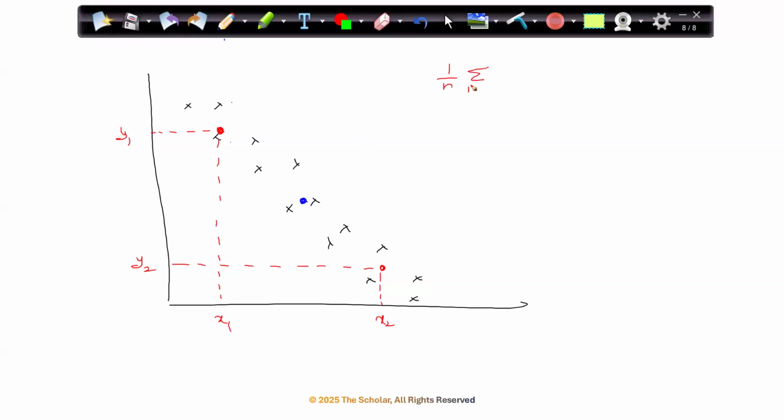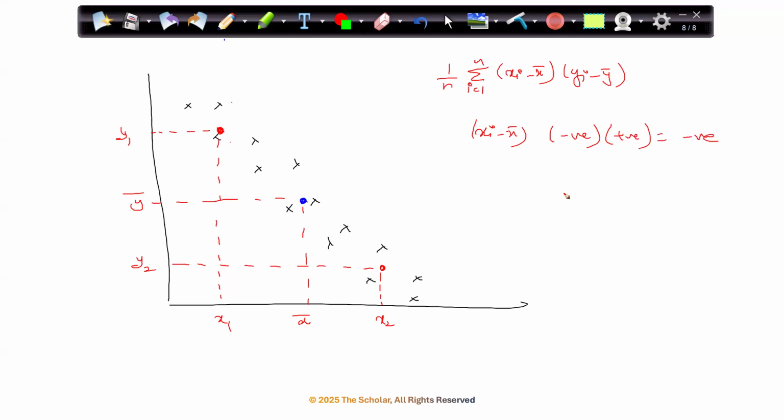1 upon n, summation of i equal to 1 to n, xi minus x bar, yi minus y bar. What is xi minus x bar for this point? xi is smaller and my x bar is bigger. So xi minus x bar is what? Negative. yi is bigger, y bar is smaller. yi minus y bar is what? Positive. What is negative into positive? Negative.